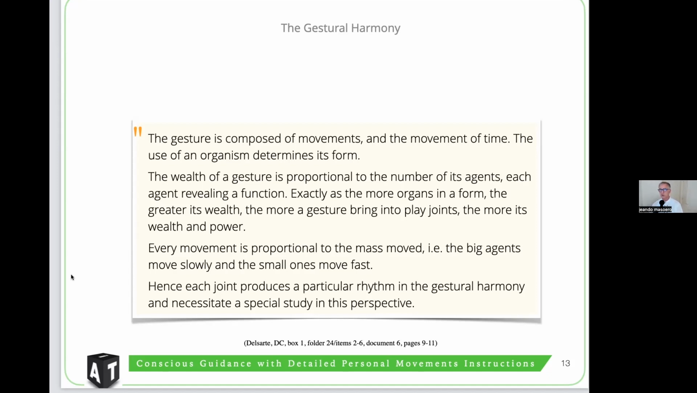So: the gesture is composed of movements and the movement of time. The use of an organism determines its form. I understand that these very short sentences are very difficult to understand. So the first one, the gesture is composed of movement. Yes, I think you have it. Yes, but what do we mean by the movement is made of time?